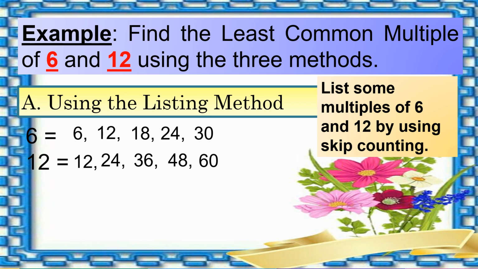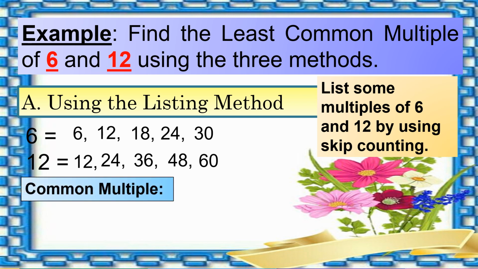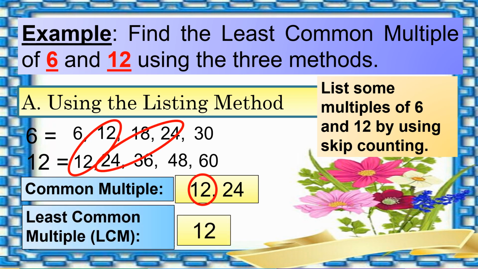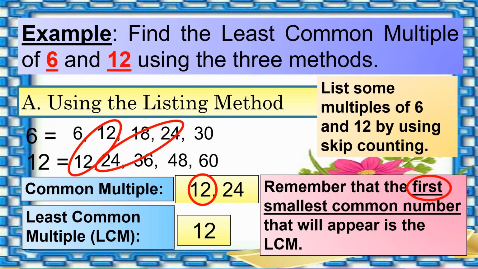So after listing at least 5 multiples of these two numbers, you're going to encircle the common multiple. When we are talking of a common multiple, it is a multiple that is common to the two numbers, or the multiple that you can see in both 6 and 12. So that is 12 and 24. So you're going to list down the two common multiples. We have 12 and 24. But since we are looking for the least common multiple, the LCM is 12. So the first smallest common number that will appear is the LCM.